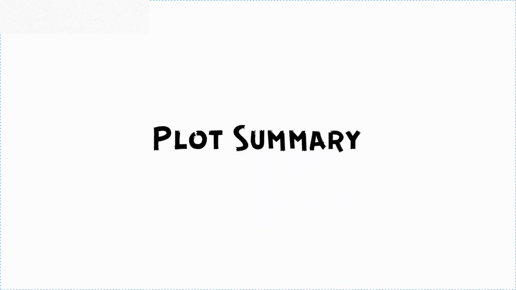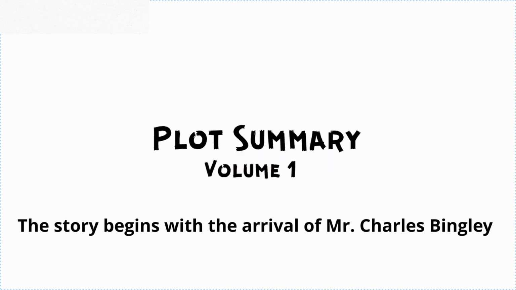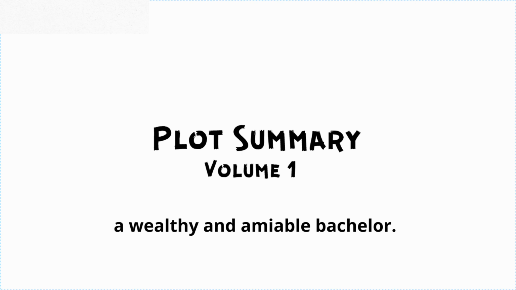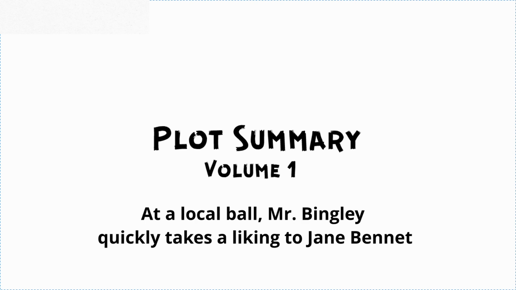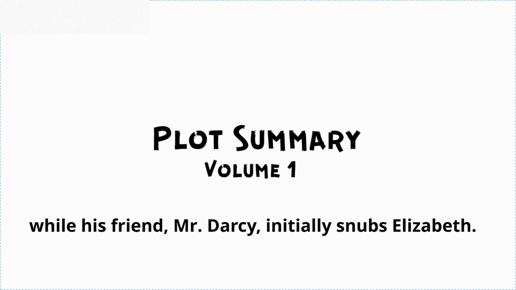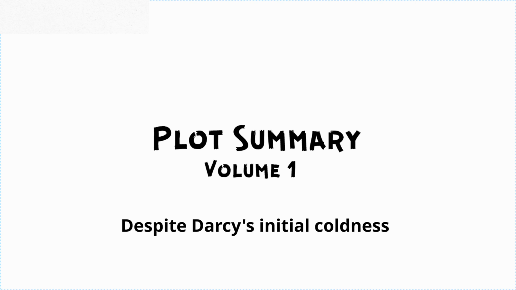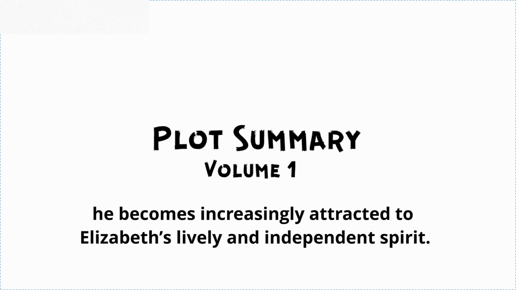Plot summary. Volume 1. The story begins with the arrival of Mr. Charles Bingley, a wealthy and amiable bachelor, to the Netherfield estate near the Bennet family home in Longbourn. At a local ball, Mr. Bingley quickly takes a liking to Jane Bennet, while his friend, Mr. Darcy, initially snubs Elizabeth. Despite Darcy's initial coldness, he becomes increasingly attracted to Elizabeth's lively and independent spirit.